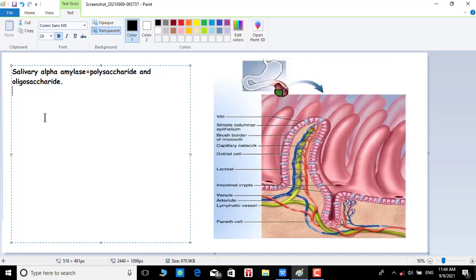The next is pancreatic alpha amylase. What is its function? The pancreatic alpha amylase releases more powerful alpha amylase into the small intestine and breaks them down into disaccharides and trisaccharides. Disaccharide. Can you name one disaccharide? Do you know? If you don't know, its name is maltose. And trisaccharide. Come on, tell me one name of a trisaccharide. Its name is simple, it is maltotriose.